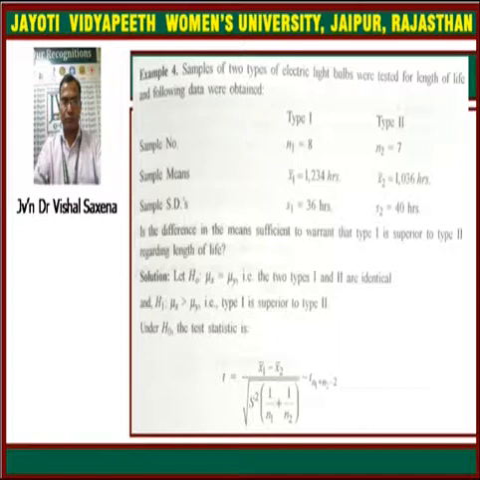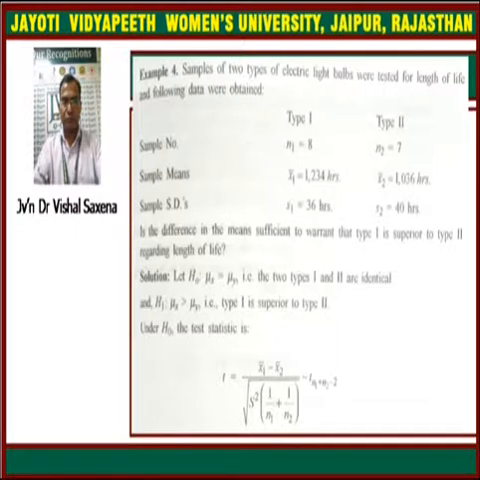So we start to solve the question, and we take our null hypothesis H0 as mu x equal to mu y, meaning the two types of bulbs are identical, their lives are equal. But the alternative hypothesis can be assumed as mu x greater than mu y, meaning the first type is superior to the second type for the life of the bulbs.